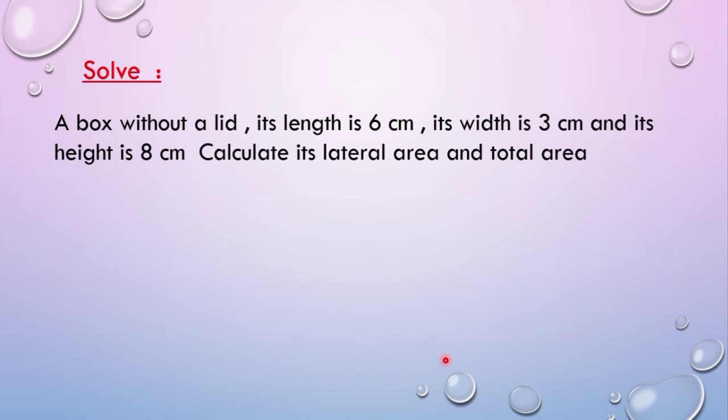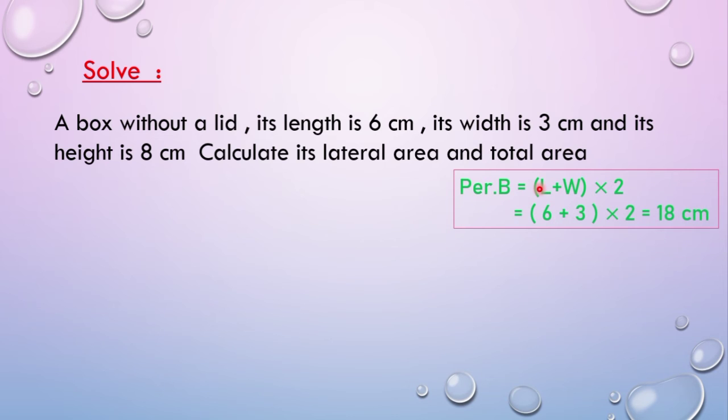The next, this problem, we said a box without a lid. Its length 6 cm, width 3 cm, and its height 8 cm. Calculate its lateral area and the total area. First, I will get the perimeter of the base. Length plus width times 2, 6 plus 3 times 2 equals 18. And the area of the base, length times width, because the base is a rectangle. So 6 times 3 equals 18.